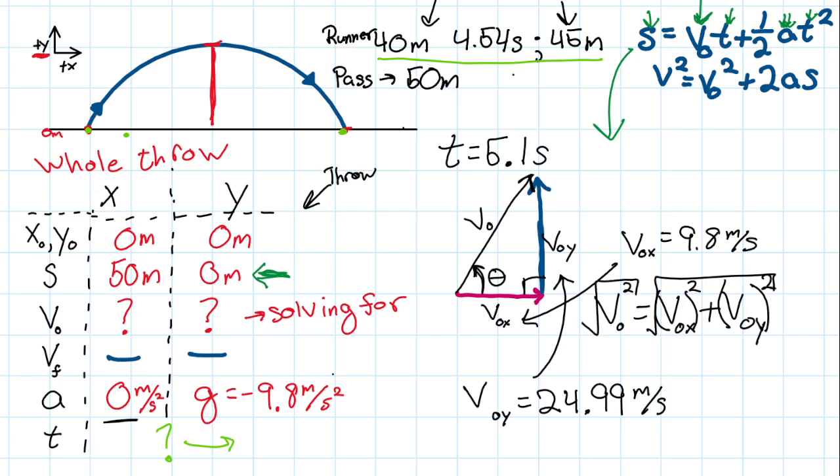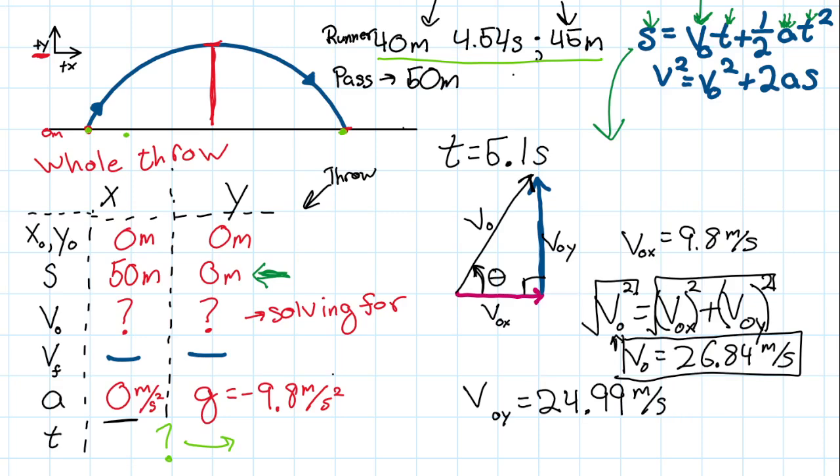I guess I can write it like this. Take the square root of each side. The square goes away on the left. We just get v naught equals, and when I plug my numbers in, I get 26.84 meters per second. And that's the magnitude of the velocity. That's not the velocity. Remember, velocity is both a magnitude and a direction.